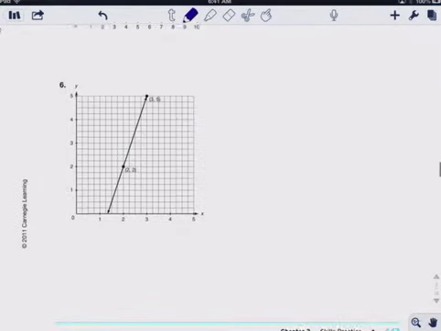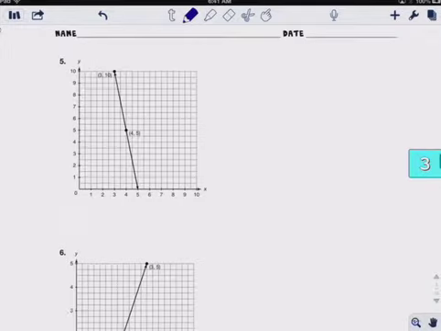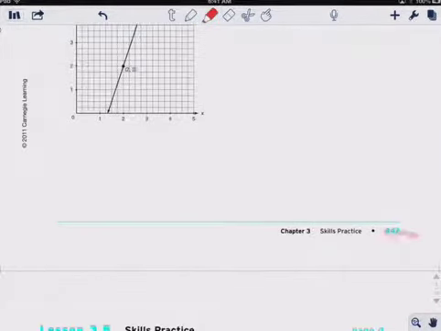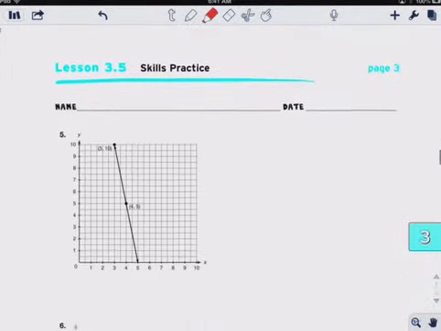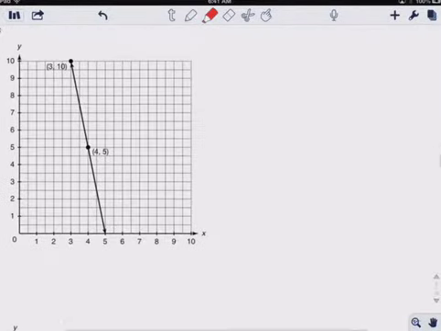Page 447. So this page right here. Alright. Remember, there's two ways to find slope. You can use this, rise over run. Down 5 over 1. So the slope should be -5.